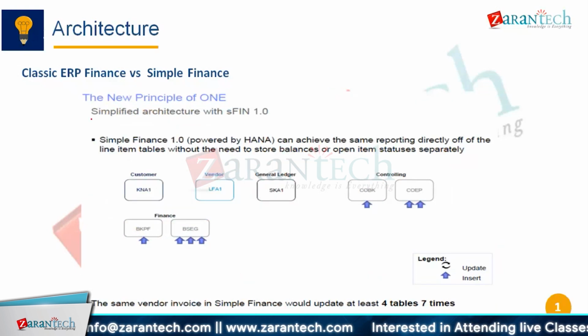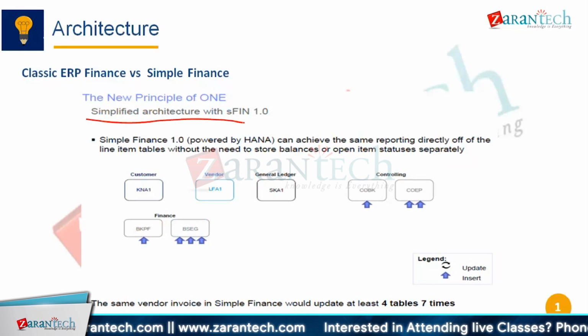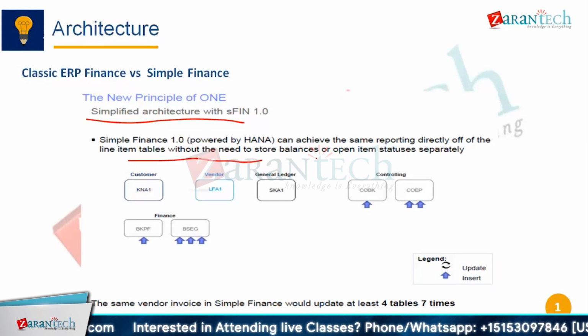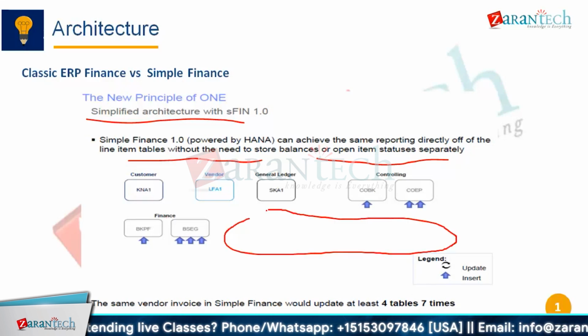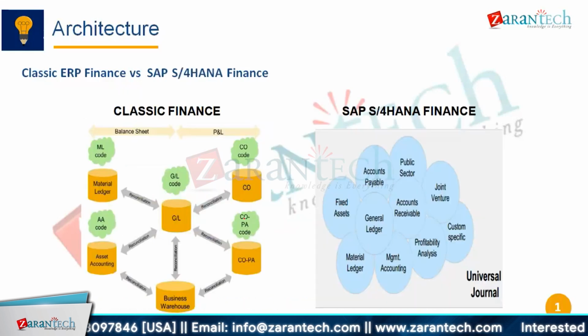The new principle is one simplified architecture with SFIN. So Simple Finance 1.0 can achieve the same reporting directly off the line item tables without the need to store balances or open item status separately. So we no longer require storing the status separately. We can have one source of truth, where we can also store whether this particular line item is open or cleared. That information we can store in a single database source.